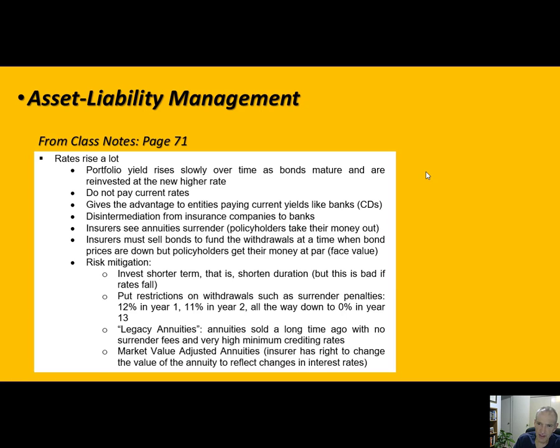So what happens when interest rates rise a lot? Why is this such a terrible looking picture? Well, the portfolio yield rises slowly over time on your bonds because you bought 5 and 10-year bonds. So you bought a bond yielding 6% and now interest rates rise to 9%. You still have that 6% bond. So just because interest rates rose to 9%, you're not going to make 9% on your portfolio.